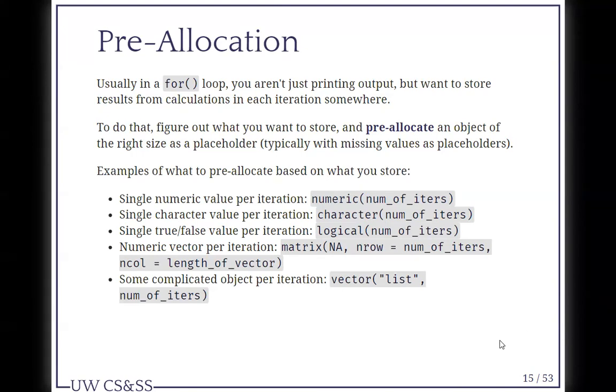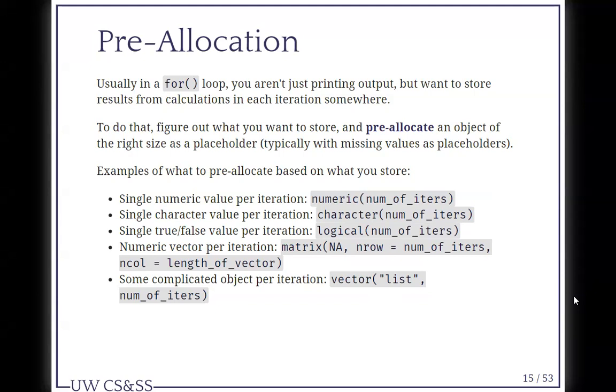Let's say that your for loop puts out a set of values, say a summary of 5 statistics or something. You may want to pre-allocate a matrix where the number of rows is the number of iterations that you're interested in, and the number of columns is the length of your vector. So all 5 of your statistics would be the 5 columns, and your number of iterations would be the number of rows in your matrix.